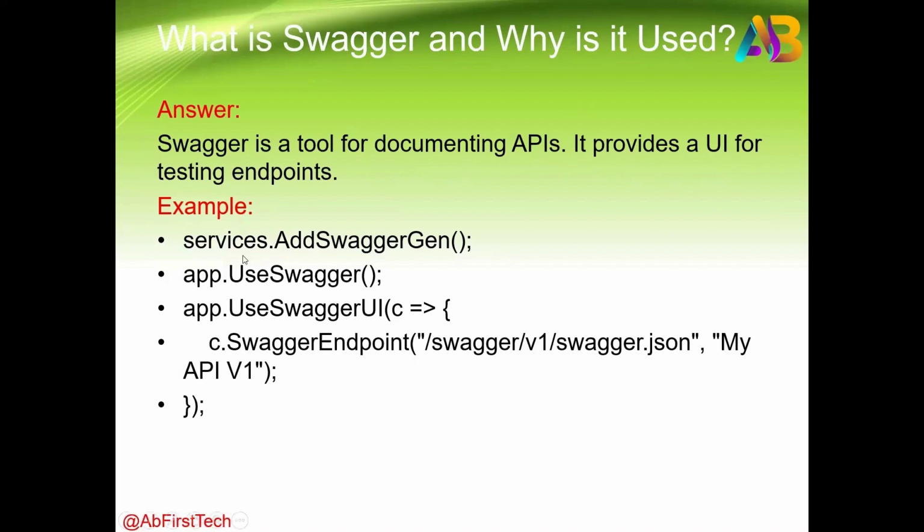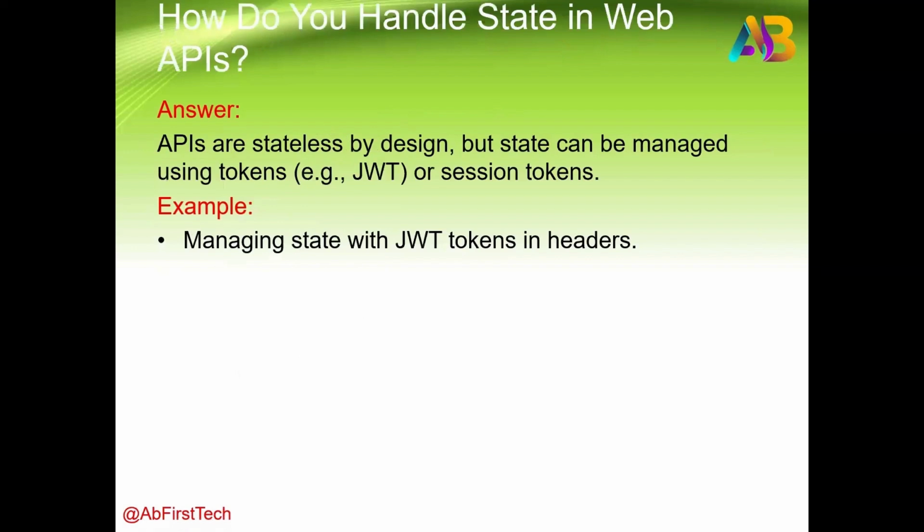So how will you enable Swagger? First thing, in program.cs, builder.Services.AddSwaggerGen. Then app.UseSwagger, app.UseSwaggerUI. So this endpoint we have to specify. If there is any error in the controller, for example the route is not correct or there is a duplicate route, then it will give an error. If everything is clear, it will show a nice UI to test our API so easily using Swagger.